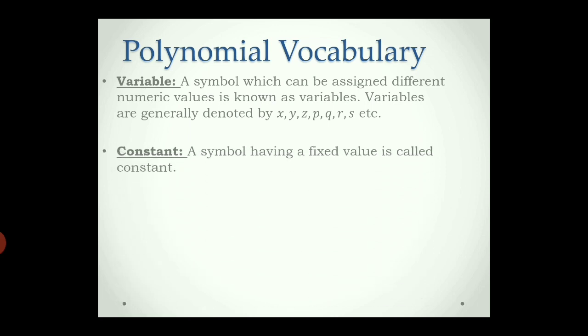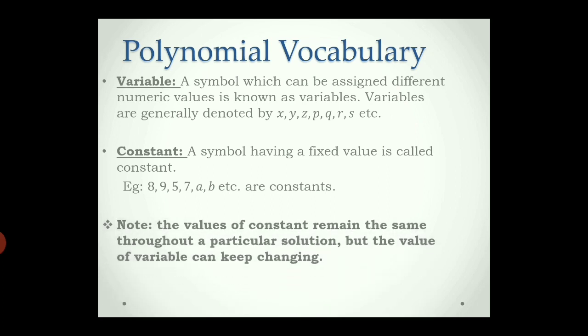Next is constant. A quantity that does not change is constant, which means a symbol having a fixed value is called constant. For example, 8, 9, 5, 7, a, b, etc. are constants. Now you may see that variables and constants both involve alphabets, but there is a huge difference between them. The values of constants remain the same throughout a particular solution, but the value of a variable can keep changing.